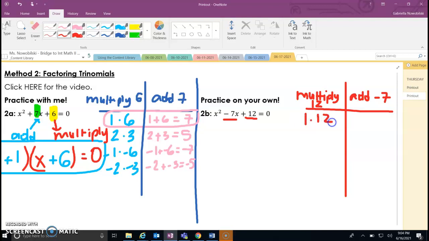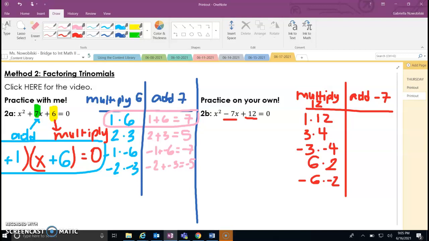So 1 times 12 gets me to 12. 3 times 4 gets me to 12. -3 times -4 gets me to 12. 6 times 2 gets me to 12. -6 times -2 gets me to 12. All of those multiply to 12.